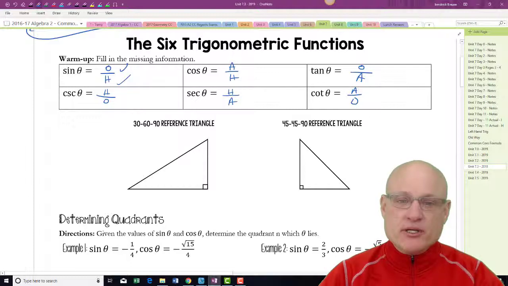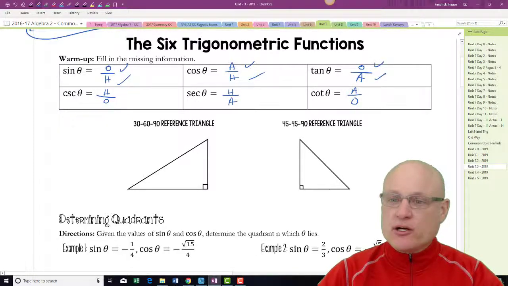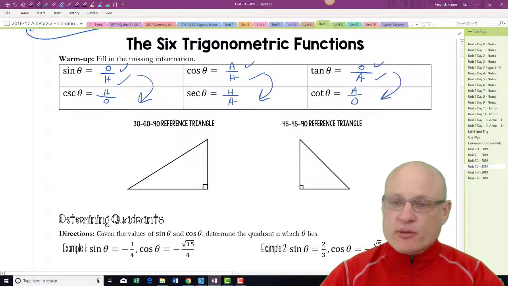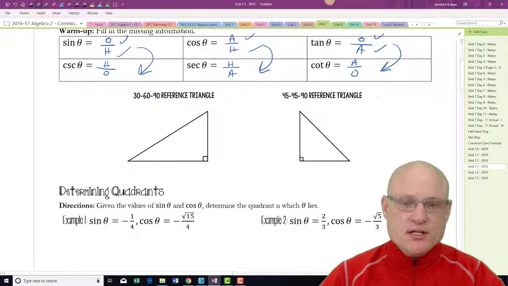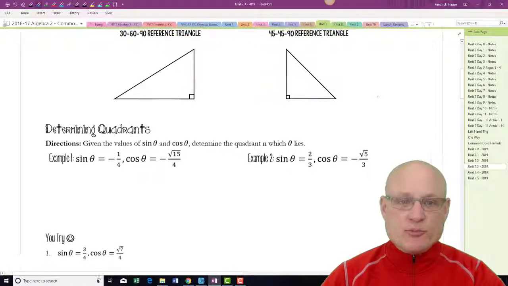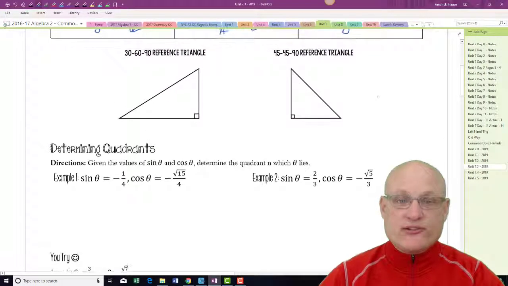Some old hippie caught another hippie tripping on alligators, and all these are the reciprocal functions. Flip them upside down, kiddos. All right, I'm going to pause it again. You complete the reference triangle, the 30, 60, 90 triangle. I'll help you out. This is the 30-degree angle. This is the 60-degree angle. These are 45s.